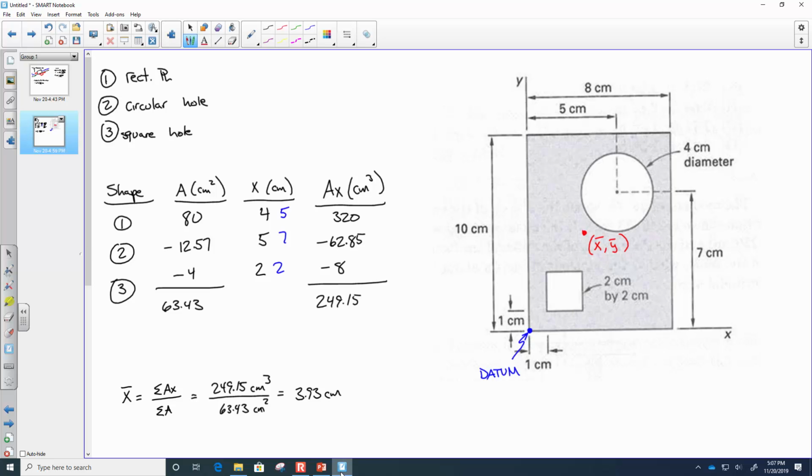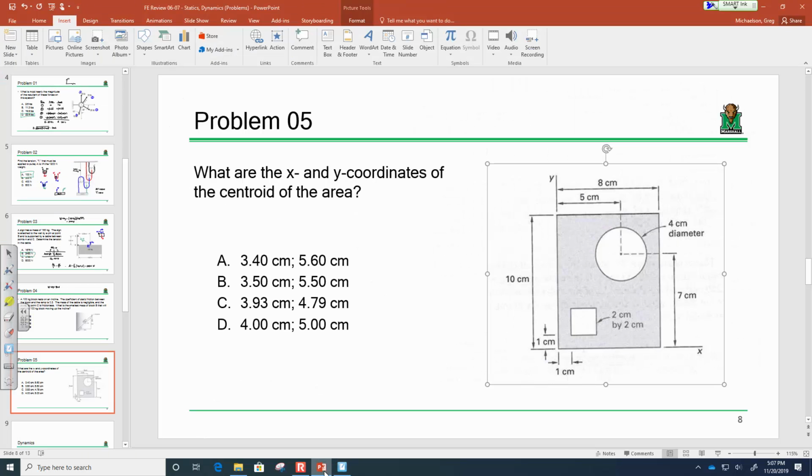So do this problem all over again, only instead of 4, 5, and 2, use 5, 7, and 2. The denominator will be exactly the same, but the numerator will be different because you multiply by different distances. Notice how the values are larger. Because it's 5, 7, and 2, this answer is going to be larger than 3.93. I didn't do any calculations to see that. But look at the answer. The answer is 4.79. I guarantee it's 4.79.